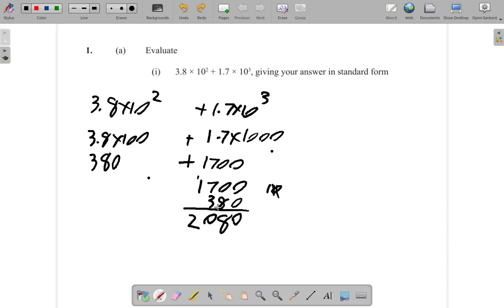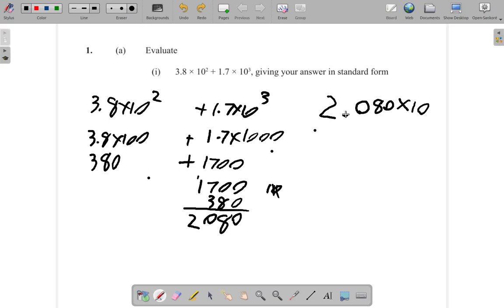Then they say you should give your answer in standard form. So what is 2,080 in standard form? Well, in standard form, you have the first non-zero digit. When you look from left to right, the first digit that you see that is not 0, you put that down, then the point, and the other digits after it, times 10 to a certain power.